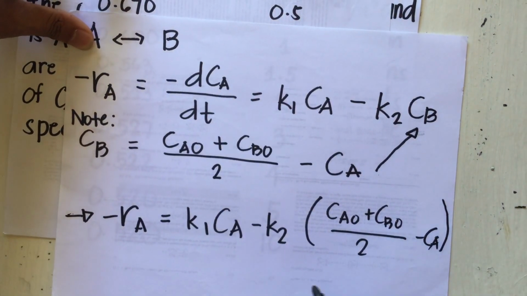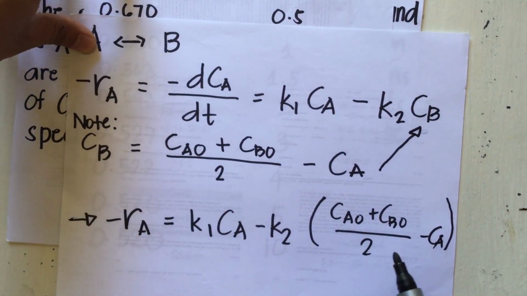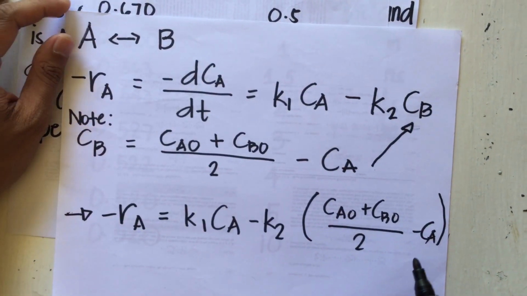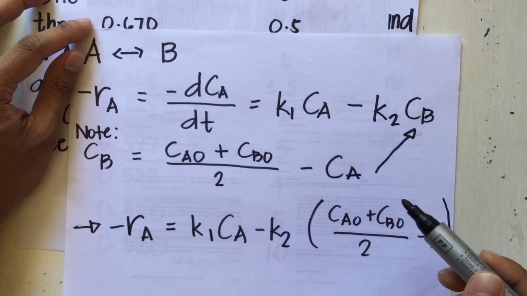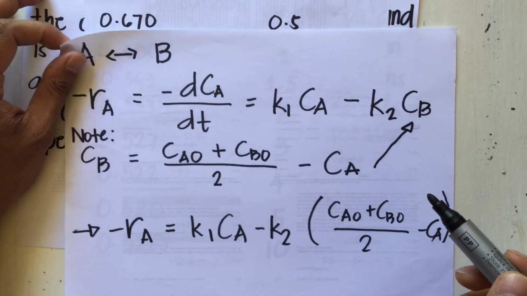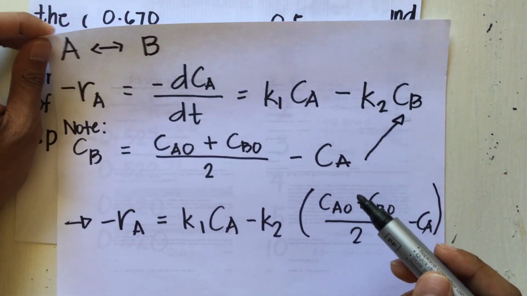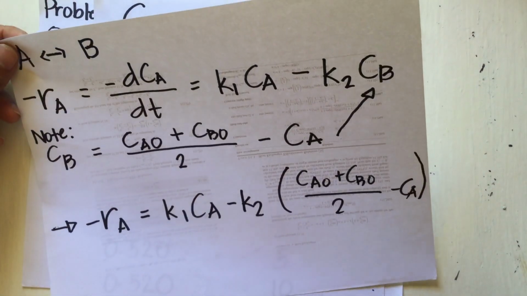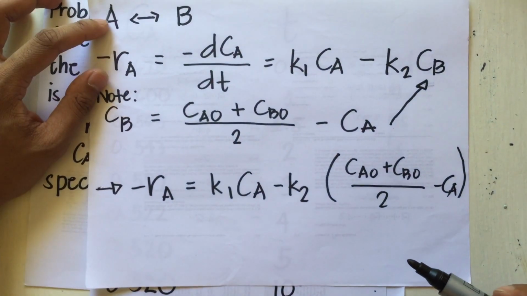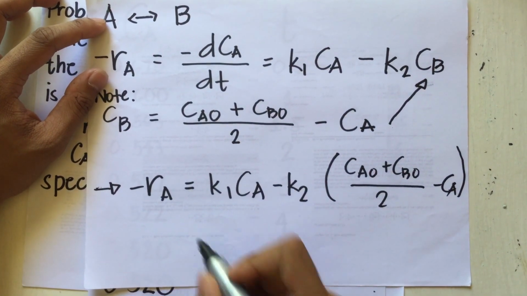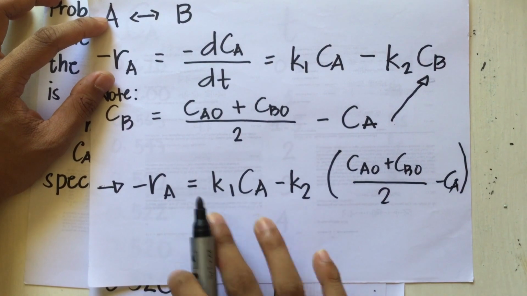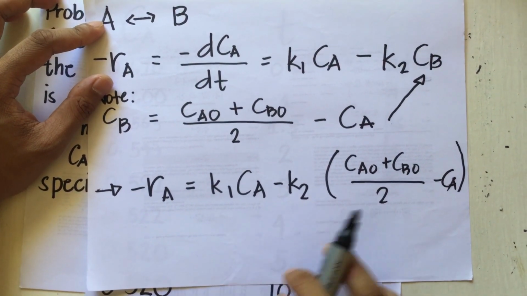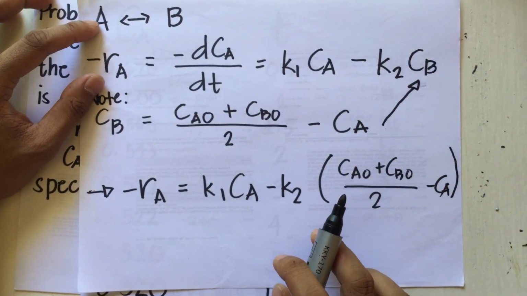Now, why did we express B in terms of A? We did this because we are going to express the whole equation in just one variable, because the only given variable is A. So we need to express B in terms of A. Now, what we're going to do next is to express K2 in terms of K1, since we cannot solve two variables using only one equation.